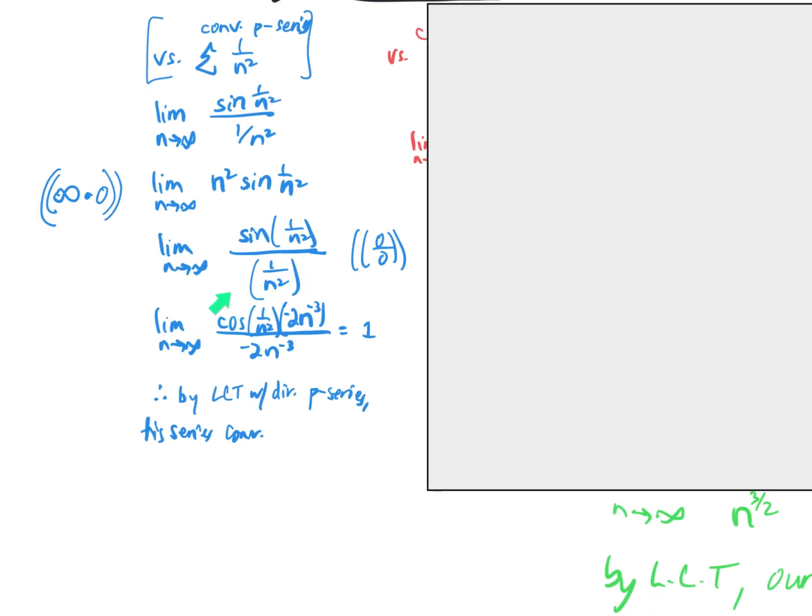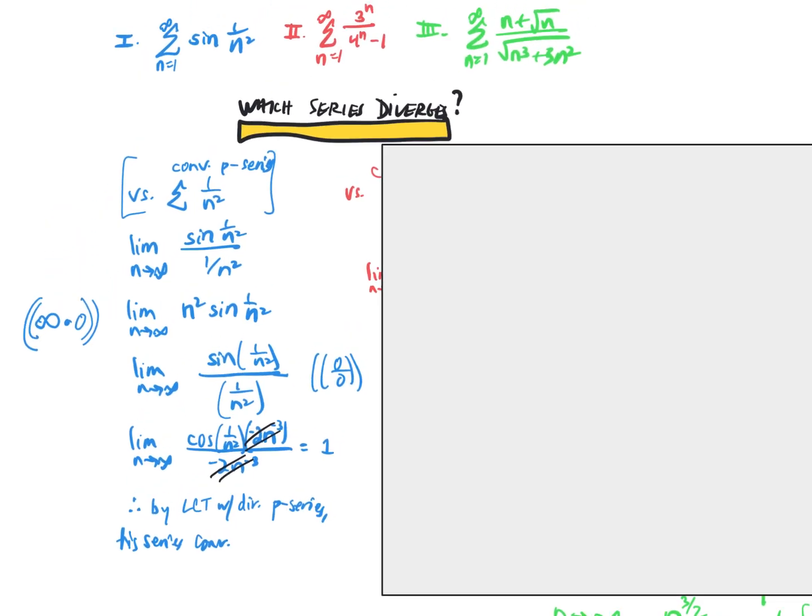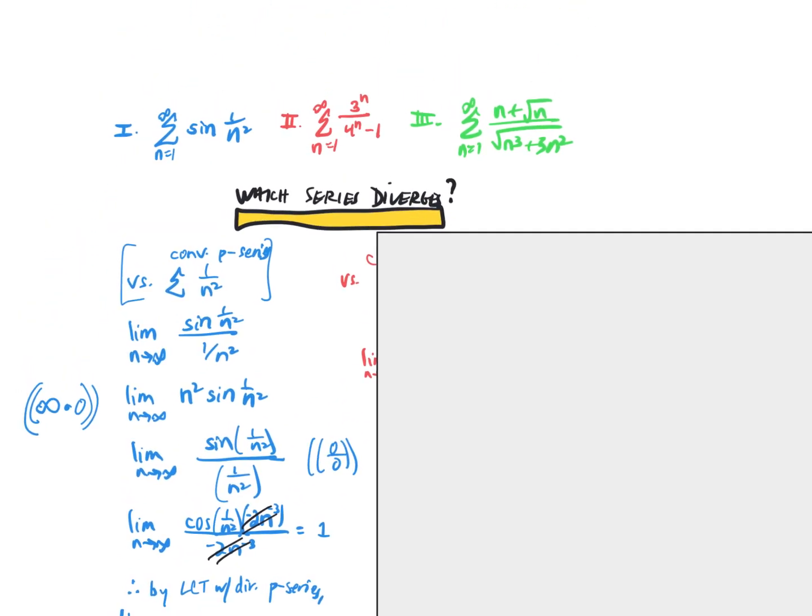So we use L'Hopital's rule, take the derivative of the numerator and the derivative of the denominator, and these factors cancel each other out, so very nicely it's approaching cosine of 0, which is approaching 1. Since 1 is a positive value, then by the limit comparison test, our series converges. So Roman numeral 1 is not one of the series that diverges.